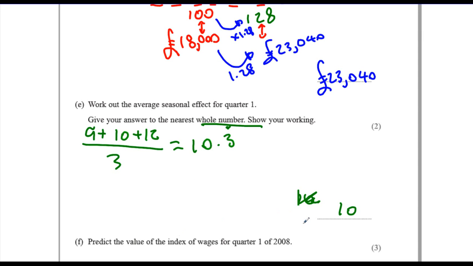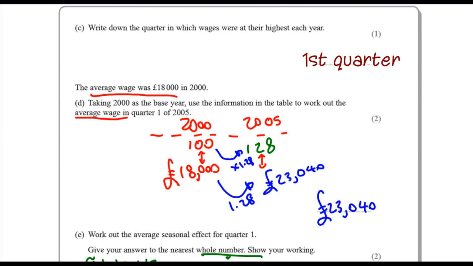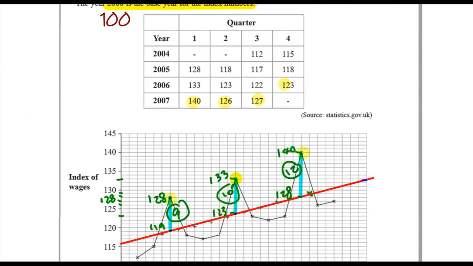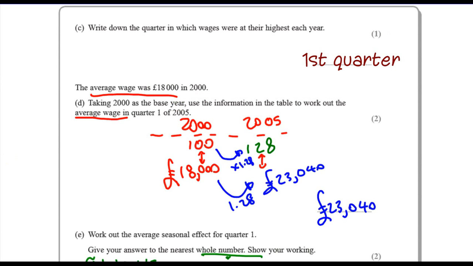F. Predict the value of the index of wages for quarter 1 in 2008. Okay, so we're estimating that each time quarter 1 is about 10 on average above the trend line. So wherever the trend line is here in 2008, we are going to go 10 above the trend line. So here's quarter 1, and the value that it's on is, I'm going to read across, 133, and we want to go up 10 to 143. Okay, it's around there. So that's where we reckon it's going to be, 143. What's your answer? 133 add 10.